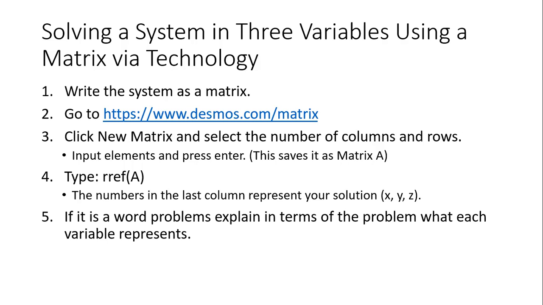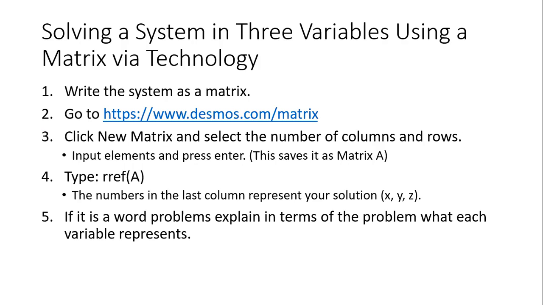Normally, it would be us pulling out our TI Inspire and going from there. However, we're using what everyone can have access to, so we can be equitable. Step 3, you're going to click New Matrix and select the number of columns and rows, input the elements, and press Enter. This is going to save it as Matrix A.